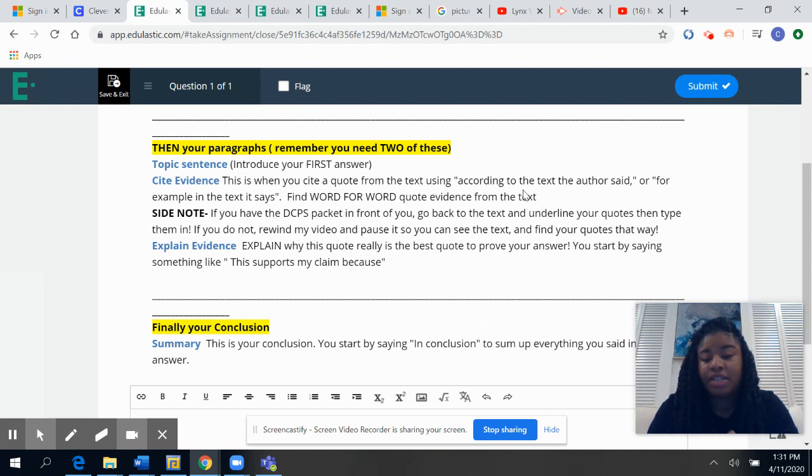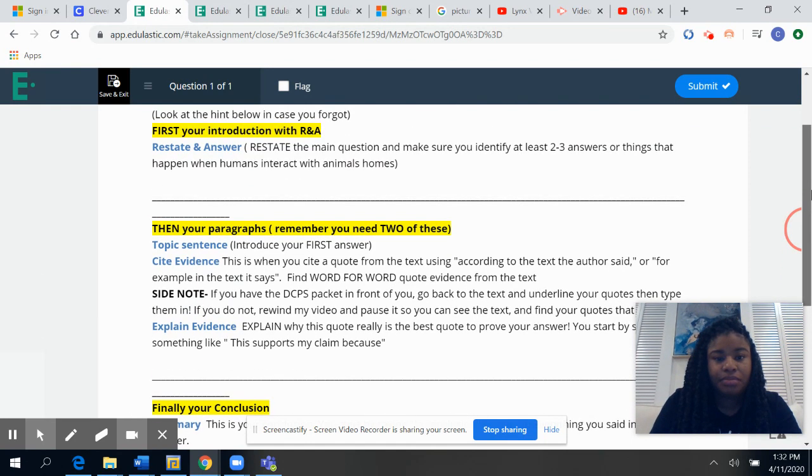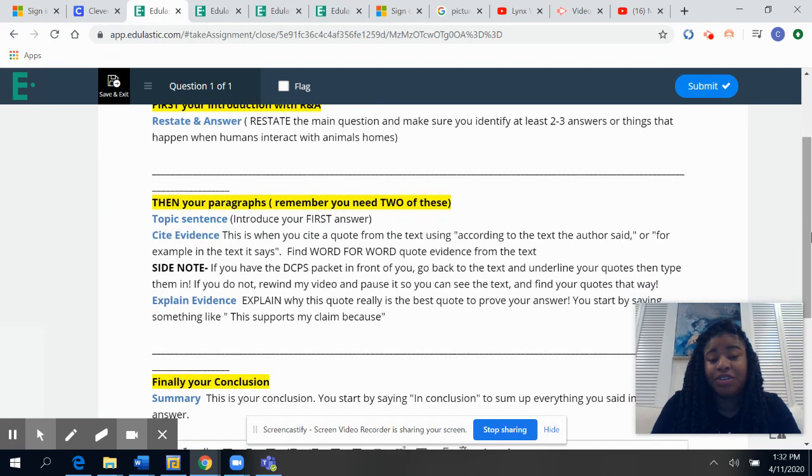Make sure that it is a quote that actually makes sense for the answer that you put right here. If I said the first answer for what happens when humans interact with animal homes is, I'm not going to give you the answer. You guys almost got me. Whatever your first answer is, make sure that you write it here in your topic sentence. Make sure you back it up.